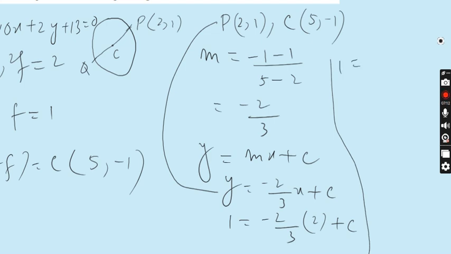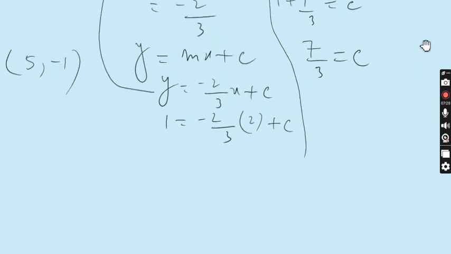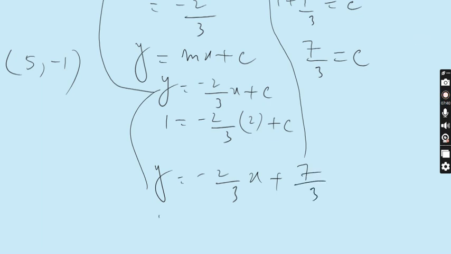So 1 is equal to minus 2 times 4 upon 3 plus c. 1 plus 4 upon 3 is equal to c. 3 plus 4 is 7 upon 3, which is equal to c. Now put this value of c, 7 upon 3, in this equation: y is equal to minus 2 upon 3 x plus c, where c is 7 upon 3.